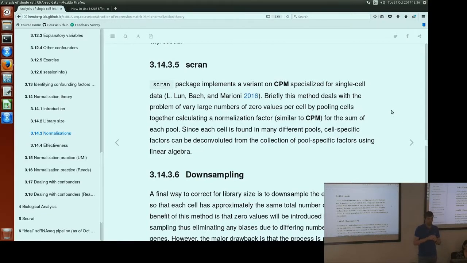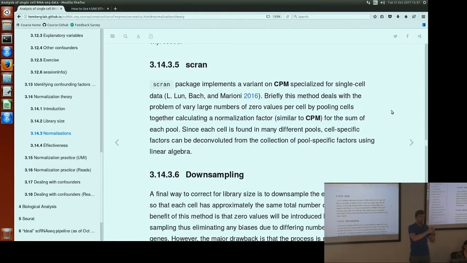And just to try and describe it briefly, this method deals explicitly with that problem of large numbers of zero values in single cell data by progressively pooling cells together and aggregating the counts from pools of cells and calculating a normalization factor for that pool.